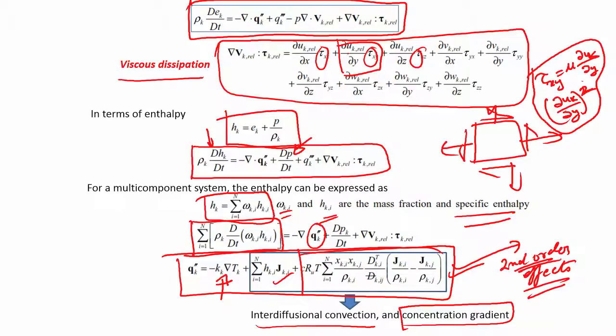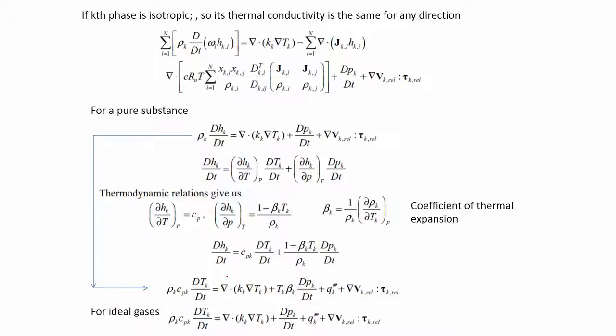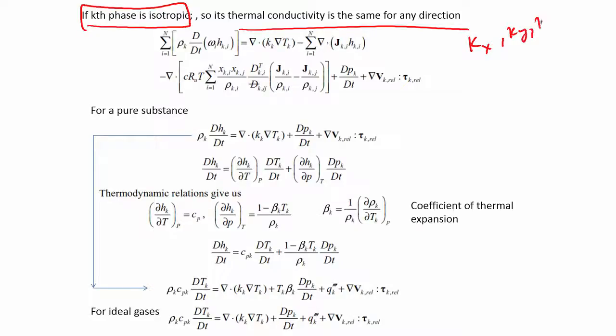So, you have second order effects in situations where they may be very important, but most of the time they are negligible. We are only concerned with the first one, that is heat transferred due to the temperature gradient, not due to concentration gradient or anything else. Now, if the kth phase is isotropic, what do we mean by isotropic? It means that there is no variation in thermal conductivity in any direction. Thermal conductivity is not like kx, ky, kz; they are all the same k.